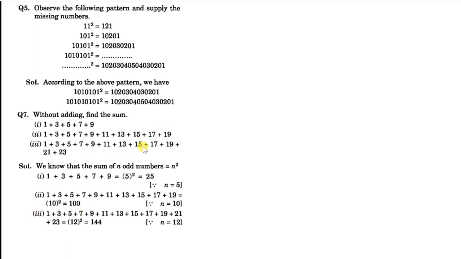And in the next one we are adding 12 odd numbers, so its sum will be equal to 12 square, that is 144.